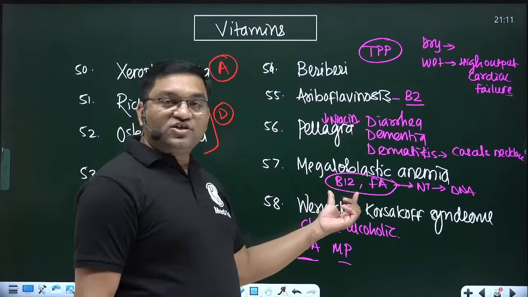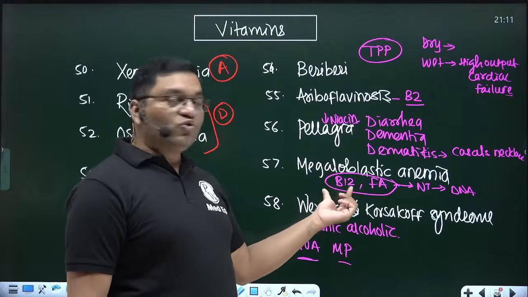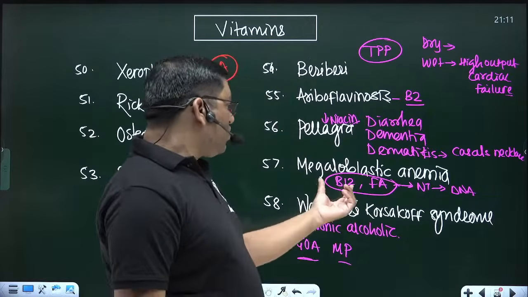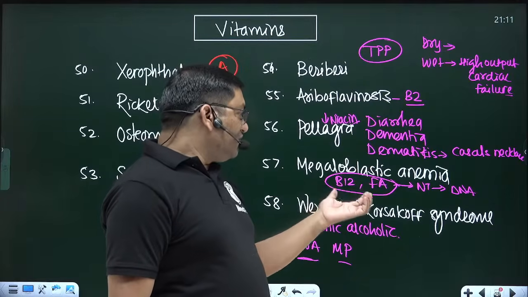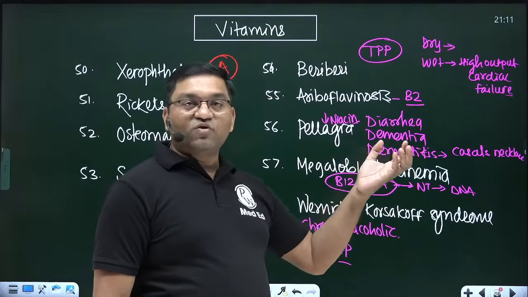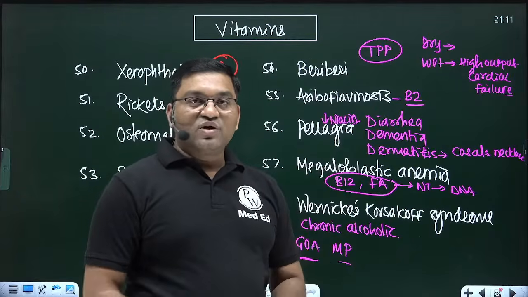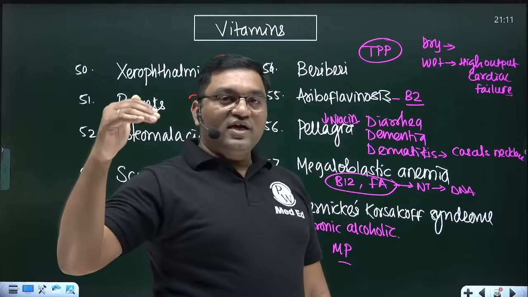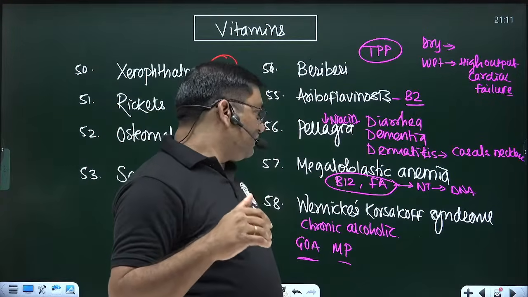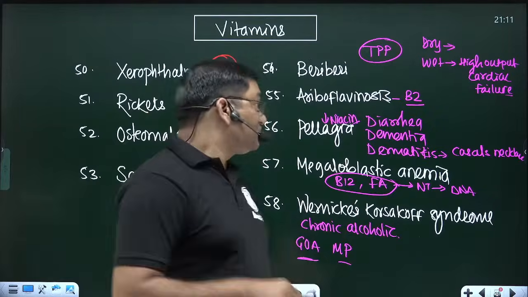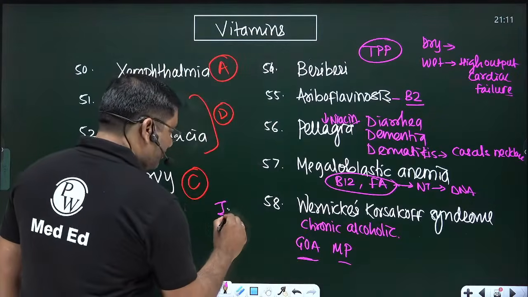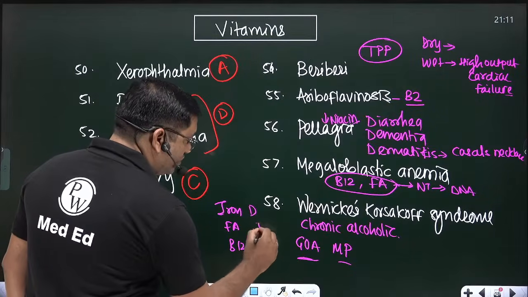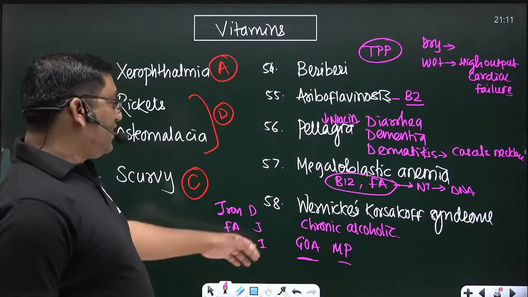B12 dietary sources are predominantly of animal origin, and folium means leaves, folic acid is present in the leaves. For absorption: iron from the duodenum, folic acid from the jejunum, and B12 from the ileum. See, it is like this: iron, folic acid, B12; duodenum, jejunum, ileum. Site of absorption.